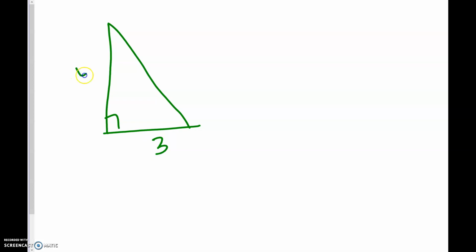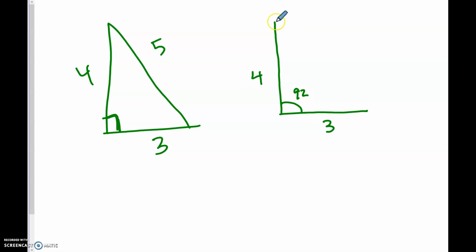Now, what happens if we know that we absolutely have a right triangle? This is 3, this is 4, this is 5, so we know this is a right triangle. What happens if we use a hinge and make this angle bigger than 90, let's say 92? This is 3, this is 4. Can this side still be 5, or because I just stretched it out, is it going to have to be a little bit bigger? So now we've got 3 squared plus 4 squared, and we're going to get something just a little bit bigger.